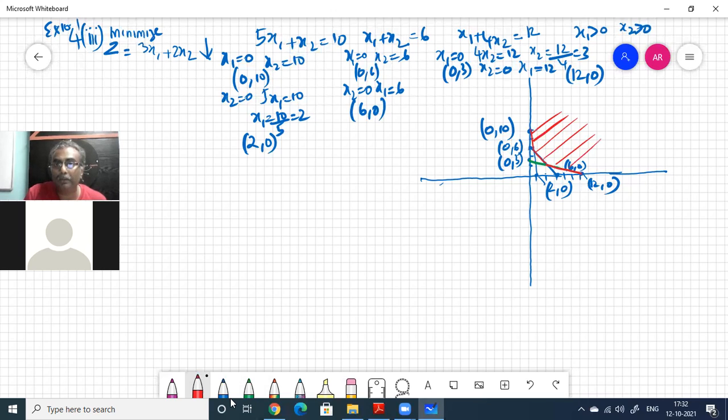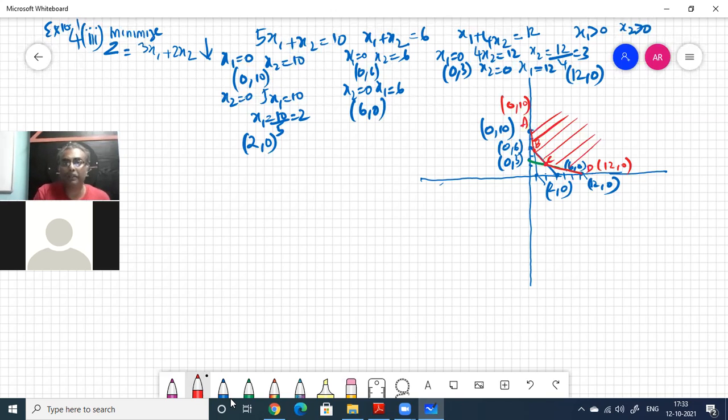Now what we have to do? We have to find 2 points, this point and this point. The first line and second line intersecting is this point. Let us name this as A, this intersecting point as B, this intersecting point C, this intersecting point D. D is equal to 12, comma 0, already given. A is equal to 0, comma 10, already given. You have to find B and C.